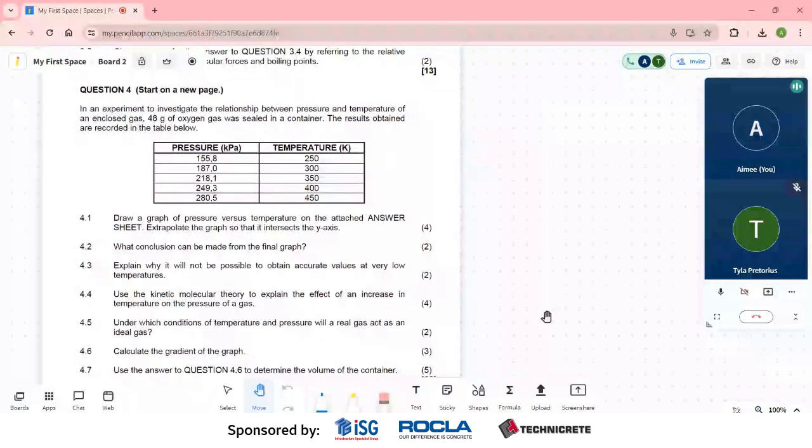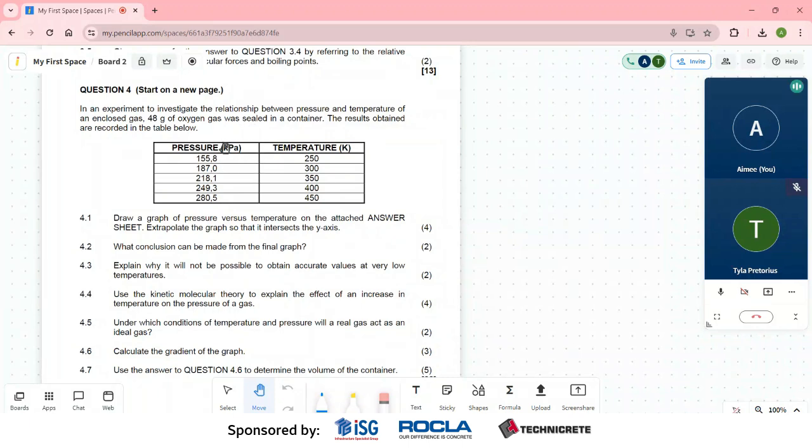Question 4 says, in an experiment to investigate the relationship between pressure and temperature of an enclosed gas, 48 grams of oxygen gas were sealed in a container. The results obtained are recorded in the table below. Okay, so now you can see as we're increasing temperature, our pressure is also increasing. You can see that they've given you two sets of values.